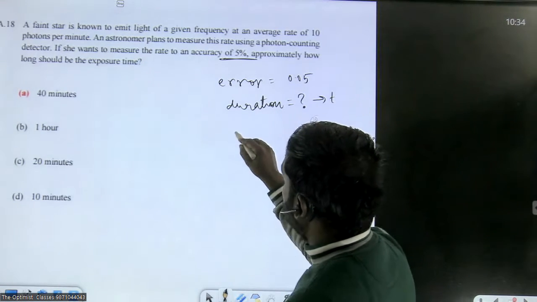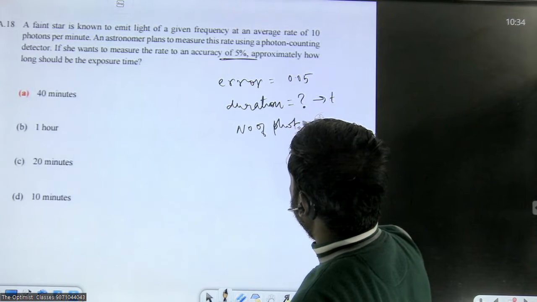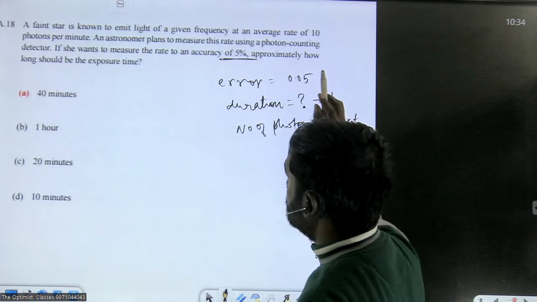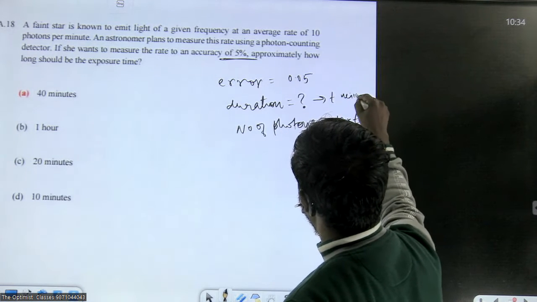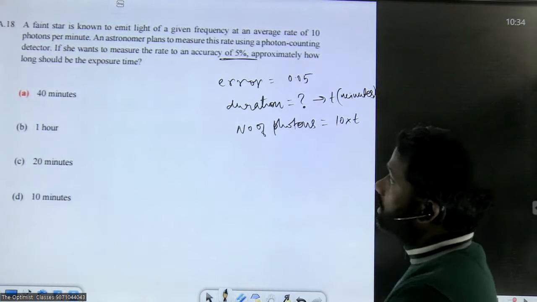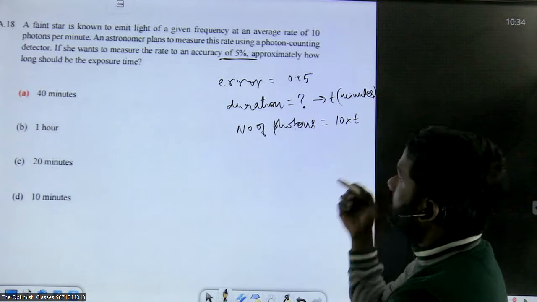So in this, the number of photons detected will become equal to 10 into t, because for each t minutes we are taking, in each minute 10 photons are being detected. So the number of photons will be 10 into t.